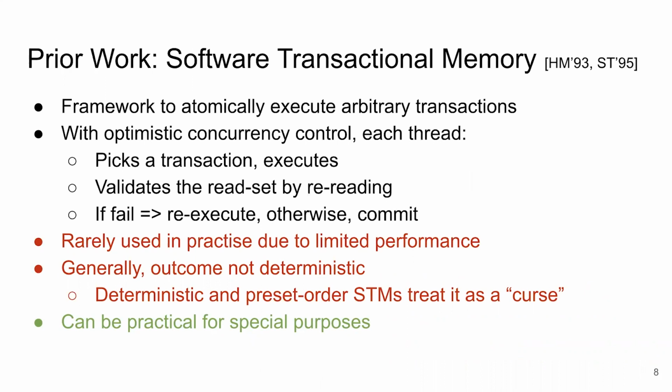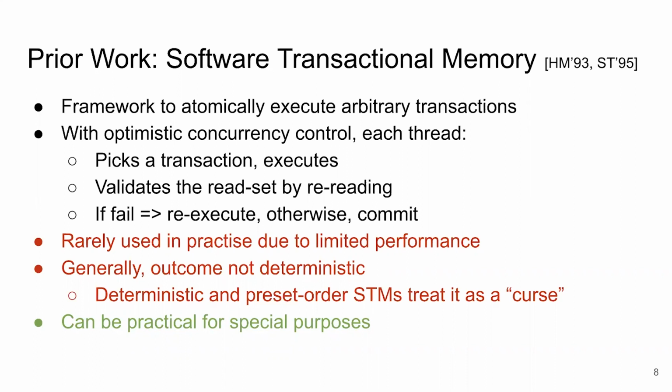The idea was that we're given arbitrary transactions and we want to atomically execute them. It was basically designed or intended to replace locks and make this very easy abstraction for people to write programs, and then whether they have conflicts or not will be dealt with by the framework, right? And as I said, it's a very, very well-studied topic, and there are many different approaches.